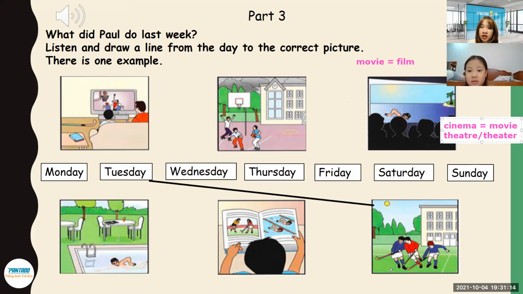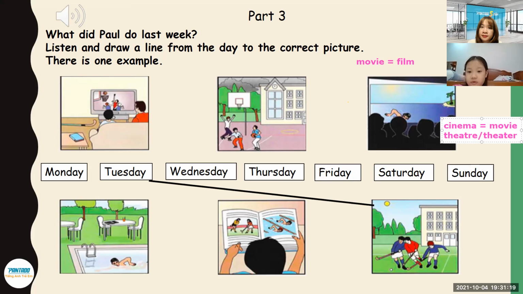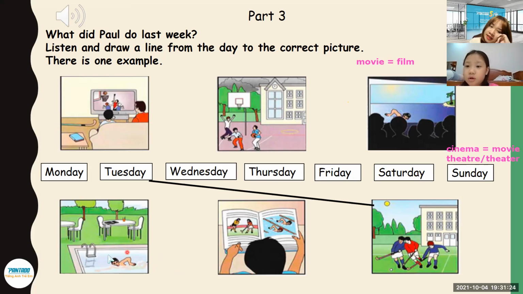Now, the fourth picture, where was he? The fourth picture, where was he? In his swimming pool. Yes, maybe not his swimming pool, but he is swimming in the swimming pool. Okay, picture number five. He is reading the book.